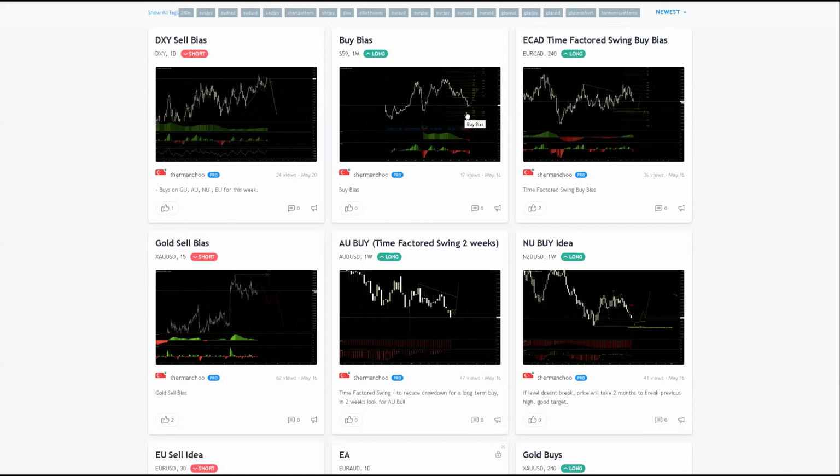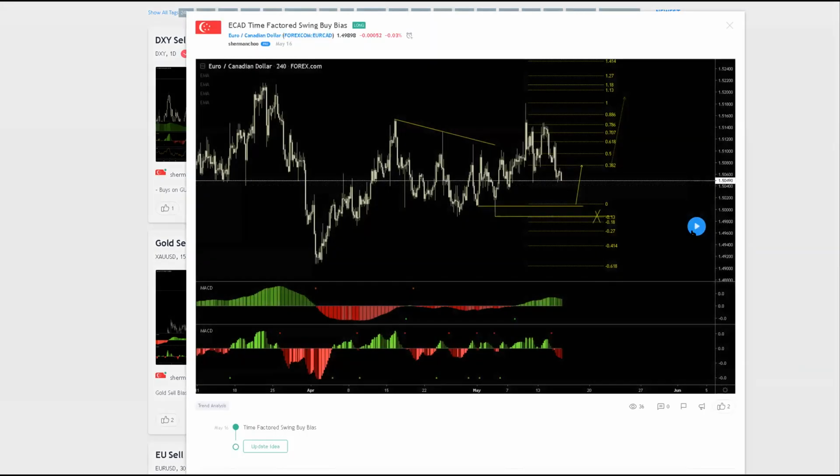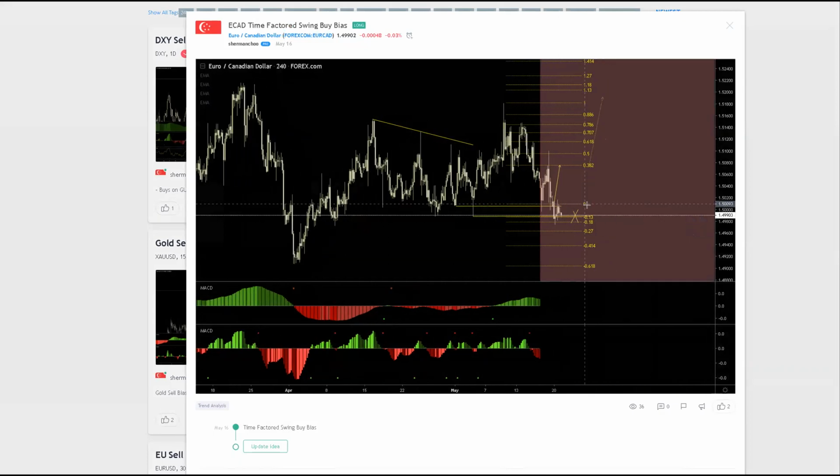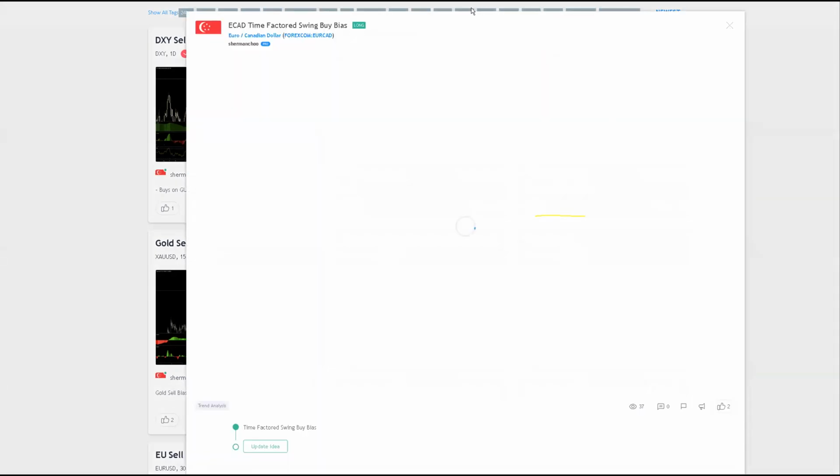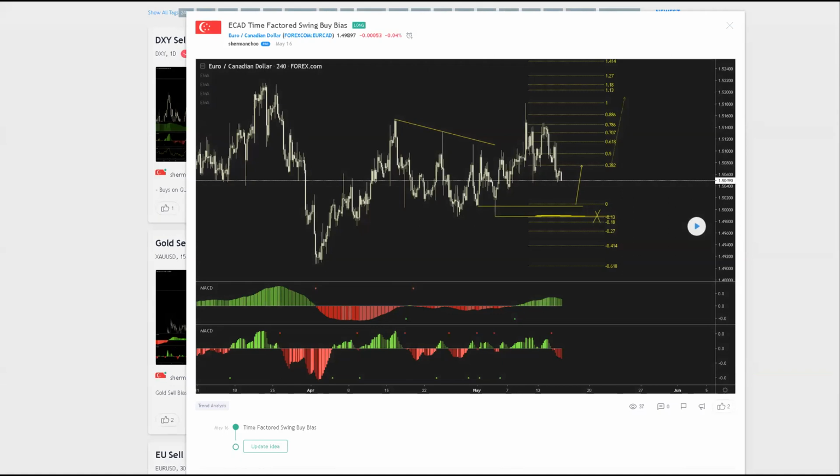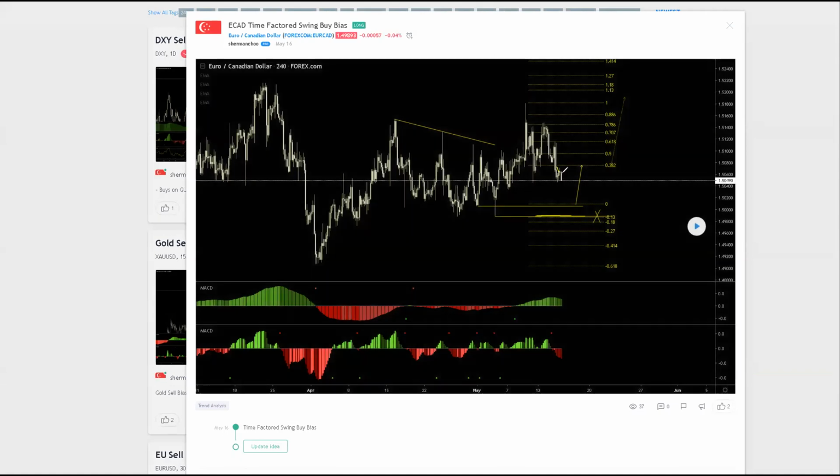So let's just look at, this is Singapore stocks. Okay, never mind, forget about that. Let's look at EuroCAD. So it came here and it broke this low. Okay, so I got it. Let me click on that again. See, price action is now over here.